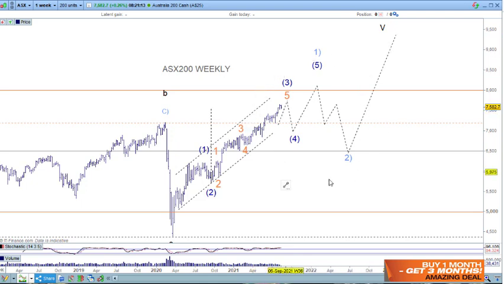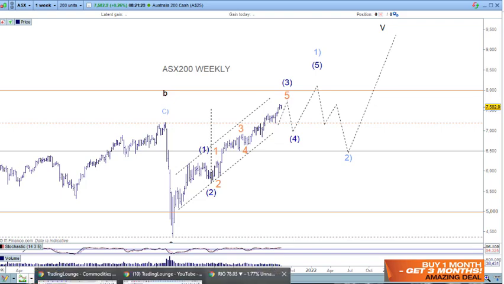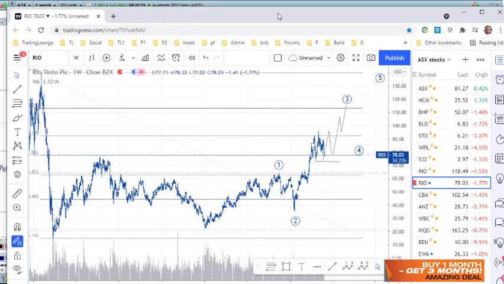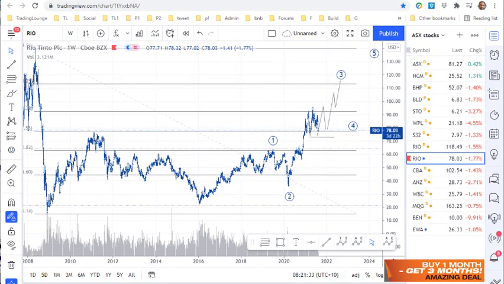This will be in line with the commodity index and also the ASX, not the ASX200, beg your pardon, the ASX that we looked at yesterday. Let me just get this in screen here. This is a weekly chart for RIO, but in the US. So this is RIO in the US.